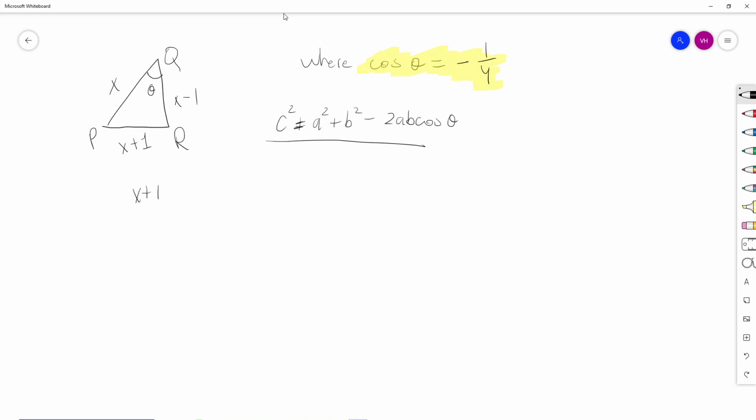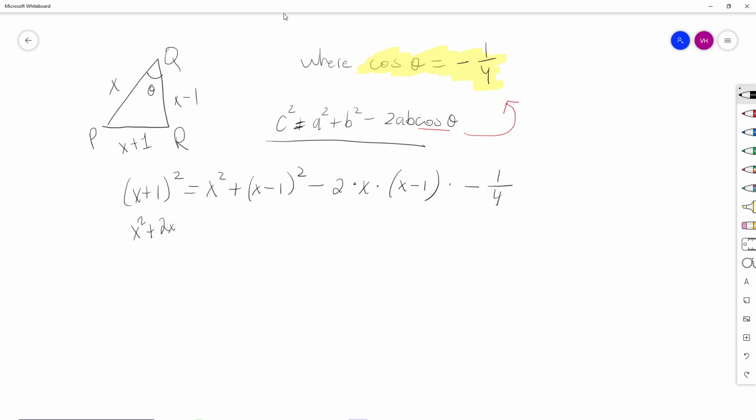So x plus 1 squared equals x squared plus x minus 1 squared minus 2 times x minus 1 times cosine theta, but we don't know what cosine theta is, right? But no, we do, because it was given in the question over here. So we can just substitute this in and get -1/4. So this is quite easy to solve. Let's open up the brackets.